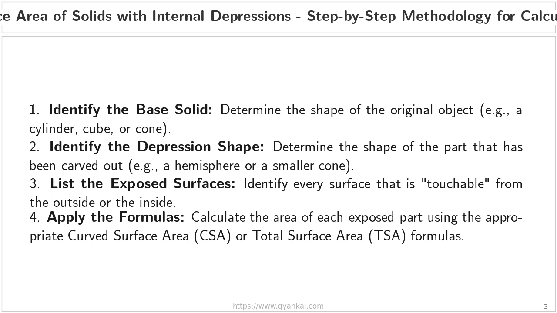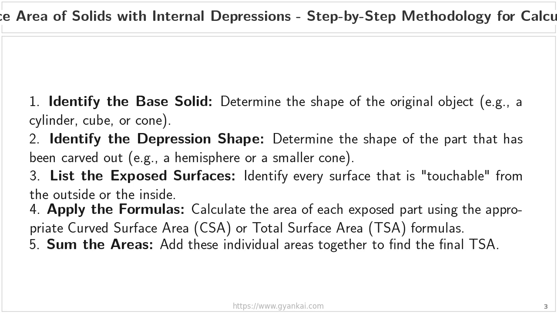For each part you identified, find the appropriate mathematical formula. You will likely be using curved surface area, or CSA, for the walls and the bowl, or perhaps total surface area, or TSA, if a flat base is still present. Finally, the fifth step is simply to sum the areas. Take all those individual areas you calculated and add them together. This sum will give you your final total surface area.